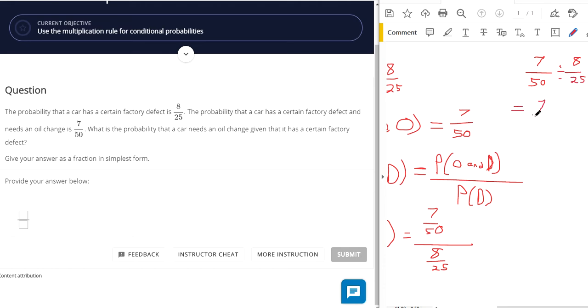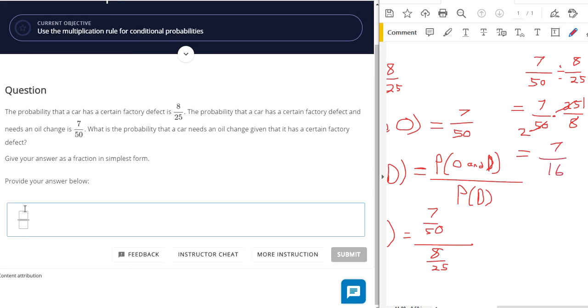You can flip and multiply the second fraction. And when you do that, you can cross simplify. Both these can be divided by 25. So 7 times 1 makes 7. 2 times 8 makes 16. So we got 7 out of 16.